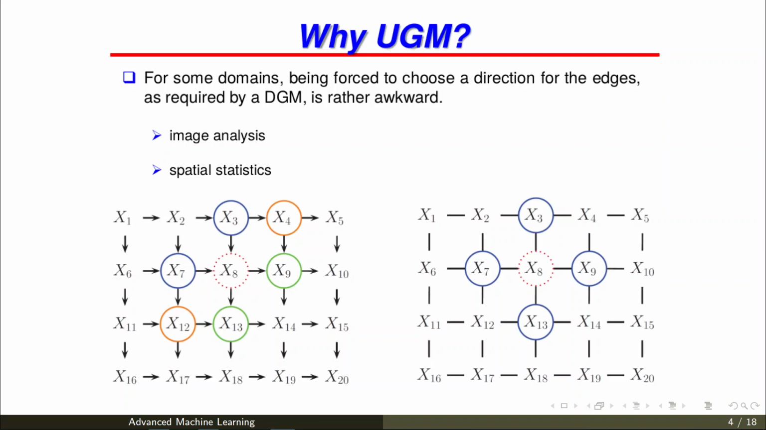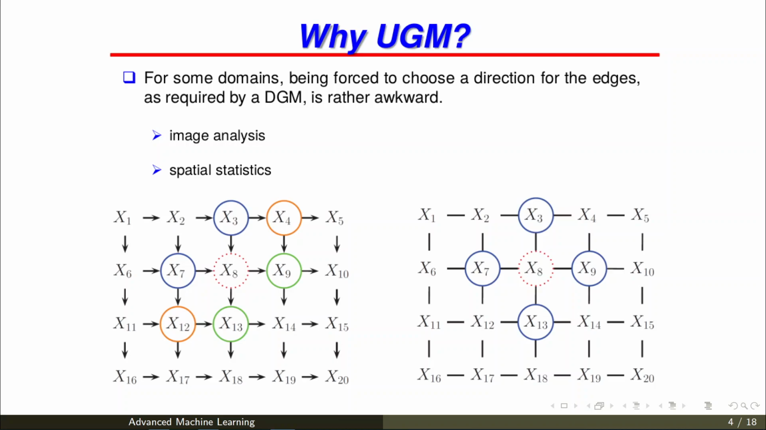Let's look at the undirected version now. Once again consider x8. Here the Markov blanket consists of only four nodes: x3, x7, x9, and x13, which are nothing but the neighbors of x8. Because the conditional independence of the undirected graph is defined by the neighbors of a node. If you know the values of these four nodes, then x8 is independent of all the other nodes in the graph. So that's the conditional independence in the case of an undirected model.